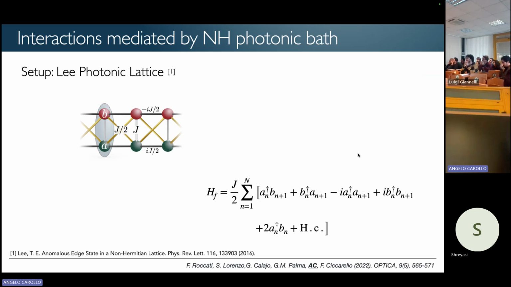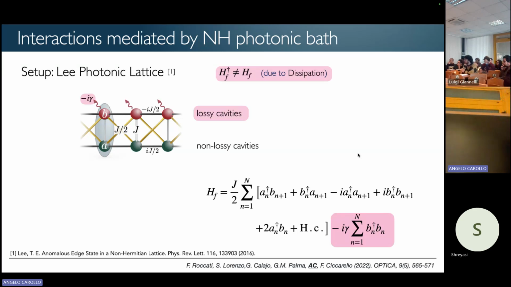So here is an example, which is a minimal example, although it doesn't look like it. This is a Hermitian lattice, called the Lieb photonic lattice. Very complicated, but you focus only on two types of cavities, cavities A and cavities B. Now let's put some non-Hermiticity in the game, just placing some losses, but only on cavity B. So this already puts some structure in your losses.